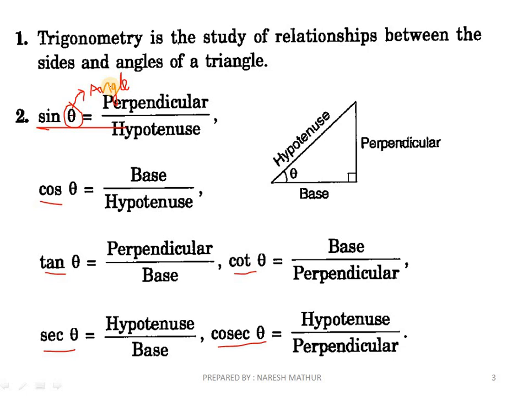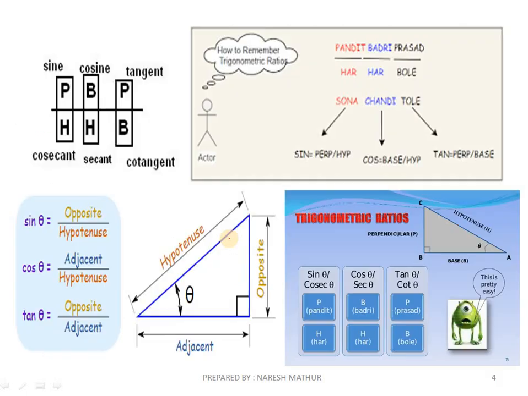Now, as the name implies, trigonometric ratio: sine theta is the ratio of perpendicular upon hypotenuse, cos is the ratio of base and hypotenuse, tan is the ratio of perpendicular and base. Similarly, these are the ratios of two sides of a right triangle. Now, how can we learn which trigonometric ratio has which combination? For simplicity, we have a small trick.